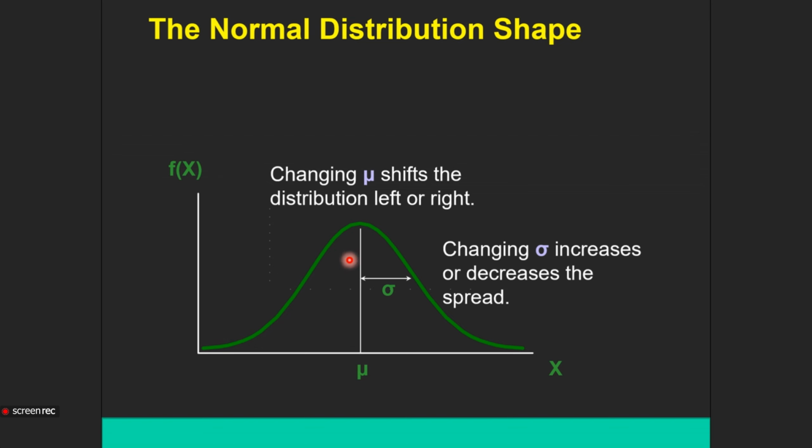So again, changing the standard deviation will also increase or decrease our spread. If we flatten this curve the more, it is going to increase our standard deviation. Meanwhile, if we try to compress this curve at this point of inflection, then our standard deviation is going to decrease. So it's important to understand these dynamics as it affects our normal distribution curve.